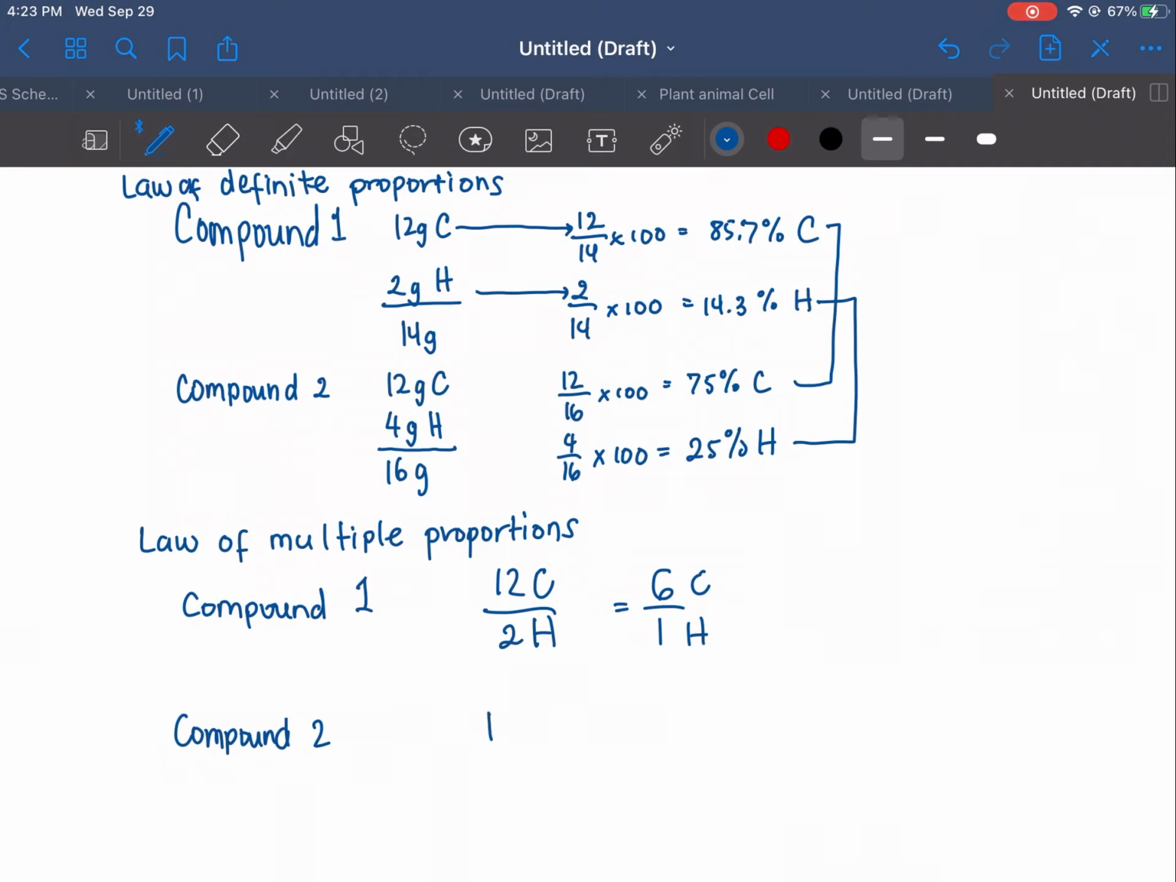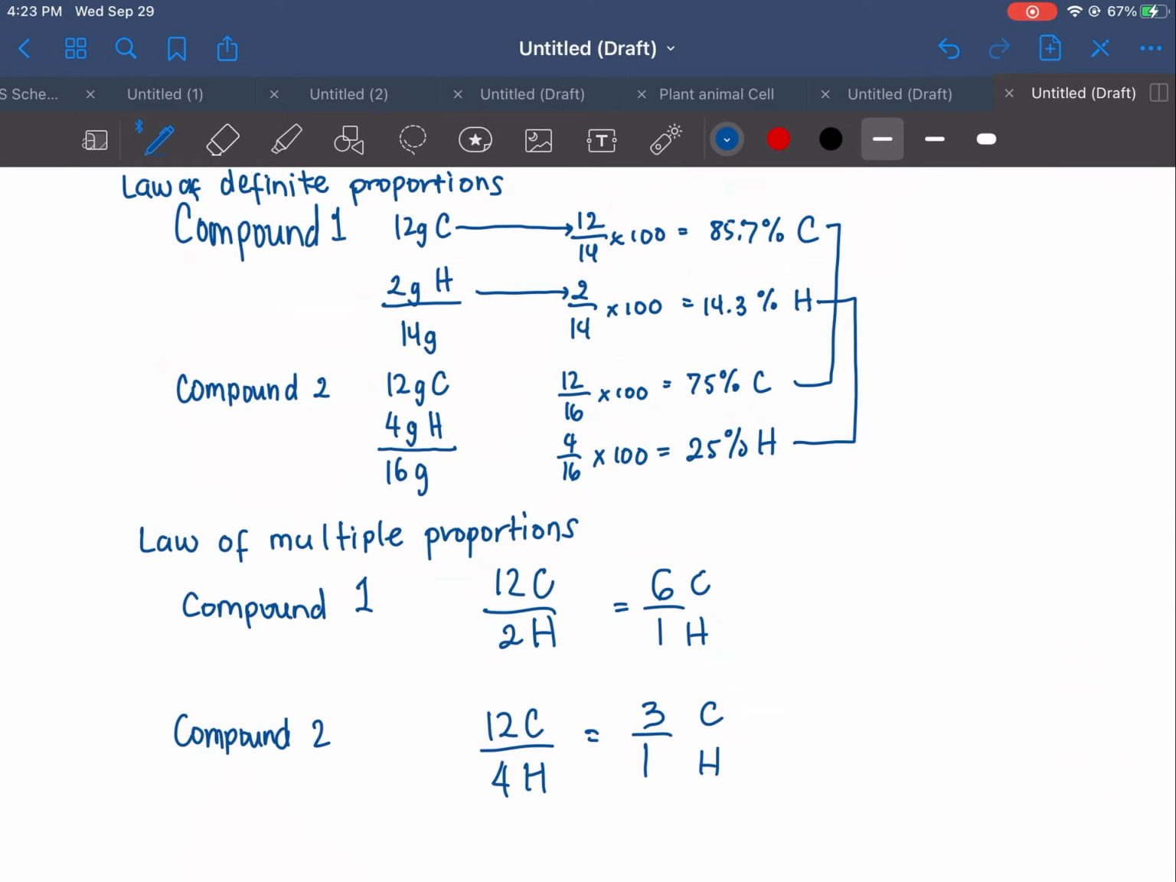Let's look at 12 and 4 and divide to find the ratio. 12 over 4 means that for every 3 carbons, you have 1 hydrogen. Those are your ratios. So what do we do now? We continue and assume that the 1 is not there, and divide the other numbers that are non-zero. So it's going to be 6 over 3.